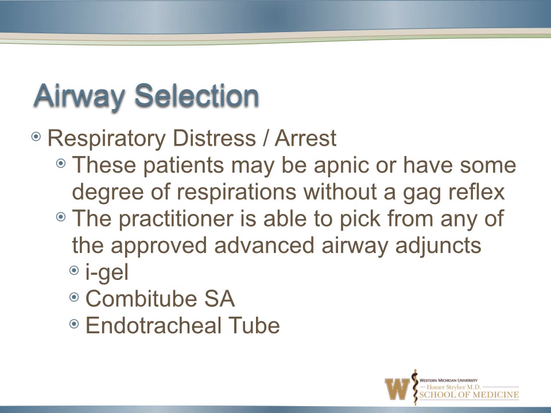The other type of patient we want to talk about is a respiratory distress or respiratory arrest patient. These patients may be apneic, or they may have some degree of respirations but clearly don't have a gag reflex. The common patient that comes to mind might be a CVA patient. They may present as unconscious, but they are breathing. When we check their soft palate, they don't demonstrate a gag reflex. On these patients, the practitioner is able to pick from any of the approved advanced airway adjuncts. And it's both practitioner and patient dependent. Depending on the scenario, you may use an iGel, a CombiTube SA, or an endotracheal tube as your first line airway.